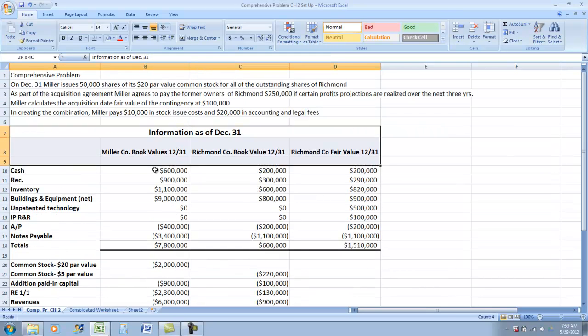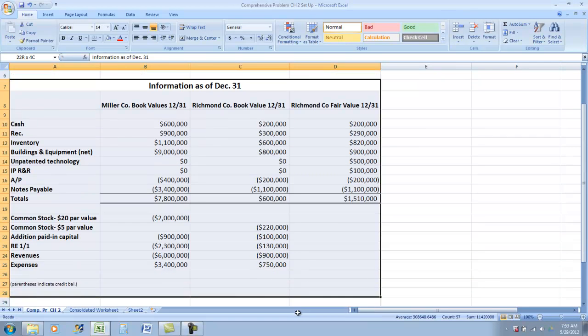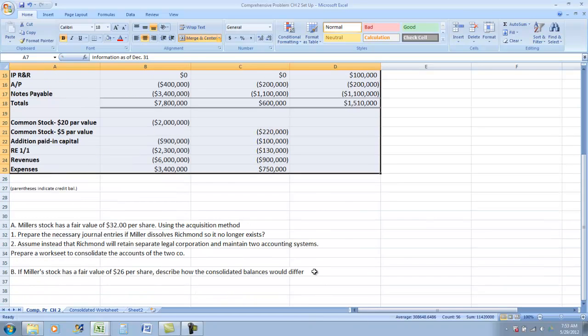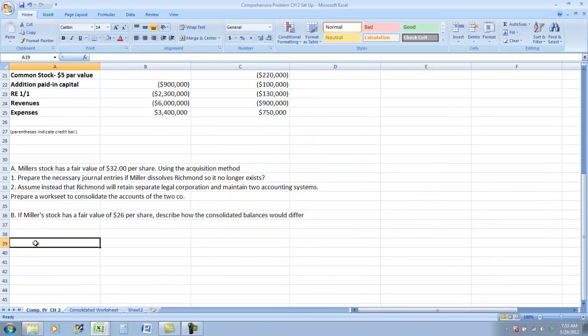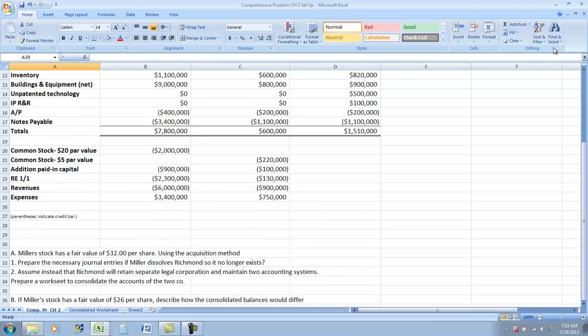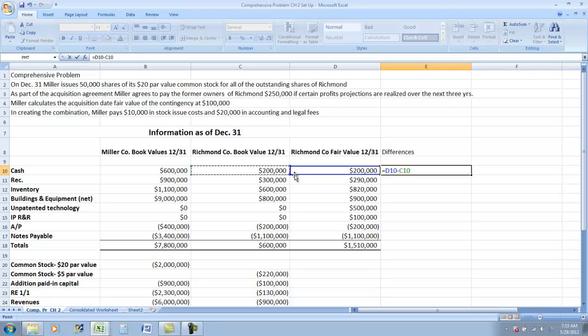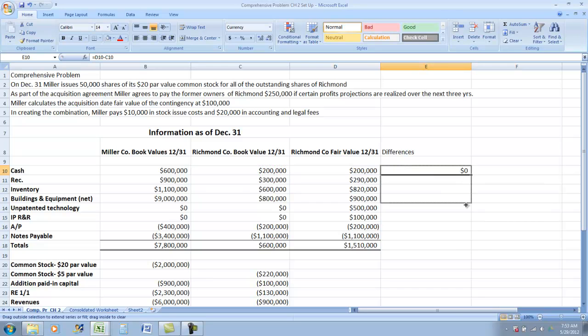Okay, so step 1. I'm going to take this information here, and I'm going to go down here and figure out the purchase price. The very first thing we have to do is figure the differences between fair value and book value. Okay, so we'll use these differences in the purchase price.